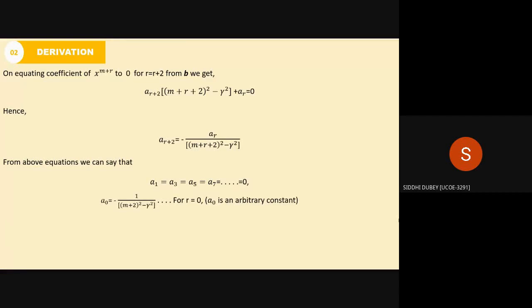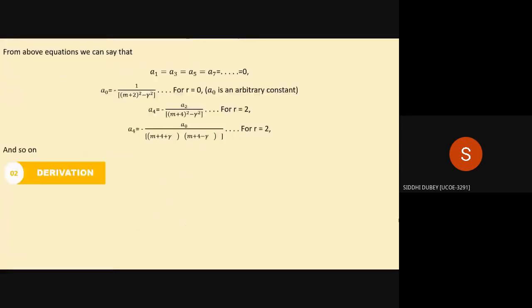Since a0 is an arbitrary constant, a0's value will be 1 upon (m plus 2) the whole square minus lambda square. And the value of all the even values will be, for even value, let's take an example for r equal to 4. We substitute the 4 in the place of r in the general formula of a r plus 2, we get minus a naught upon (m plus 4 plus lambda) into (m plus 4 minus lambda). We split the (m plus 4) the whole square.